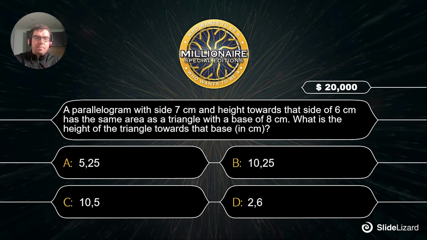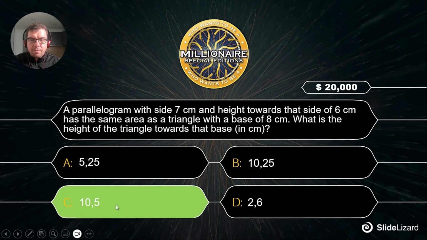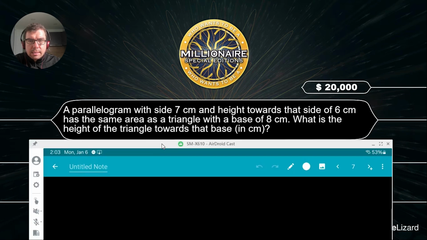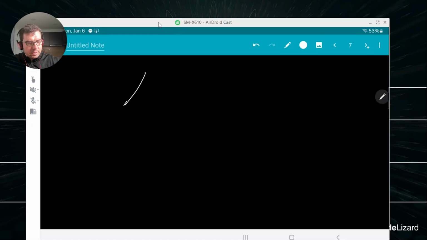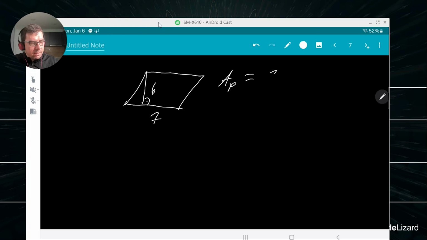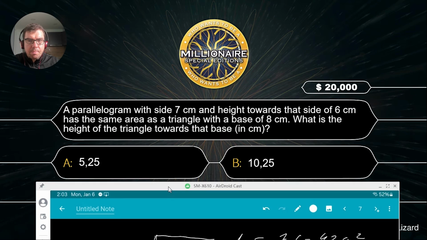Okay, did you find C? 10.5? 10.5 is correct. Let's count. So the side is 7 and the height towards that side is 6. So this is my parallelogram. Here is 7, here is 6. So the area of the parallelogram is going to be, you know the formula, A times B, 7 times 6, which is 42 centimeters squared.